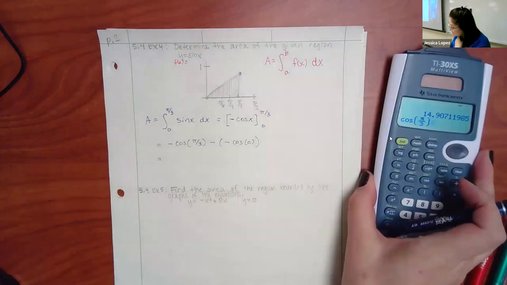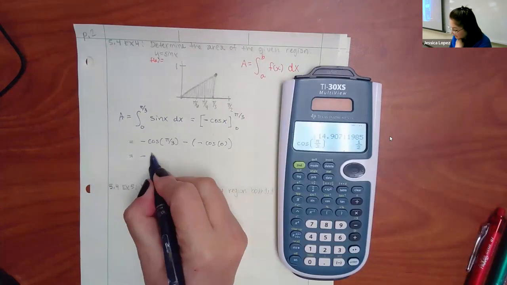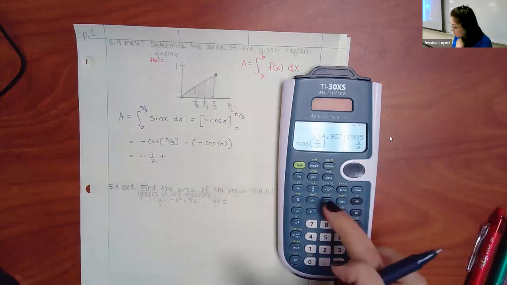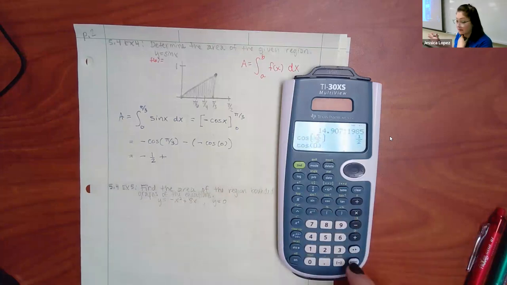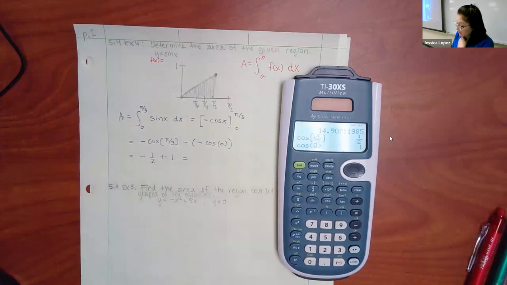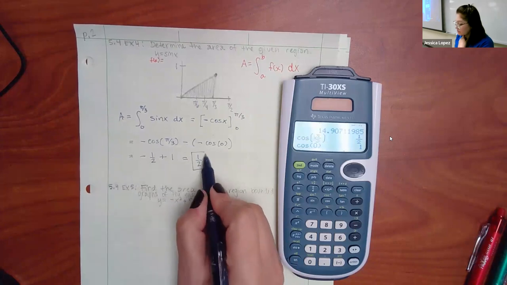Okay, so let's see what we get. We get 1/2. So this is actually negative 1/2. Negative and a negative will be plus. And then if you remember it, great. If you don't, I'm typing in the calculator, I get 1. So then negative 1/2 plus 1 is positive 1/2. So it wasn't too bad.